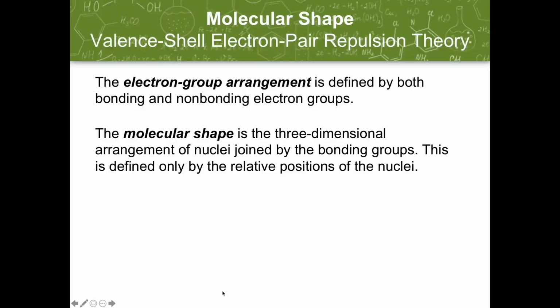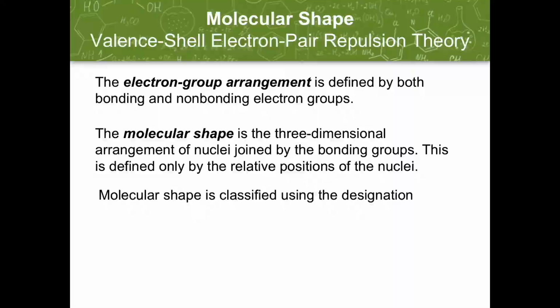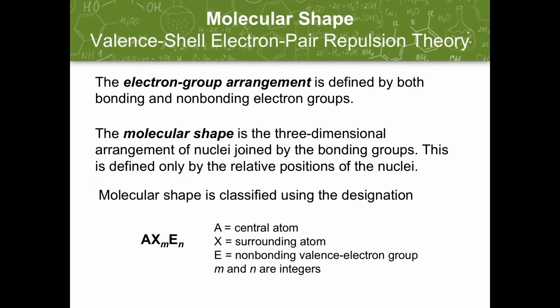So we will be talking more about it later. Thus, the same electron group arrangement can give rise to different molecular shapes. Some are with all bonding groups and others with bonding and non-bonding groups. So to classify the molecular shape, we assign a general formula to the different possible shapes. The general formula would be AXmEn, where m and n are integers, A is the central atom, X is the surrounding atom, and E are non-bonding valence electron groups. So what are the different shapes of the molecules?